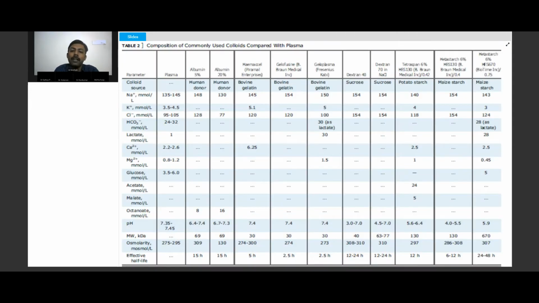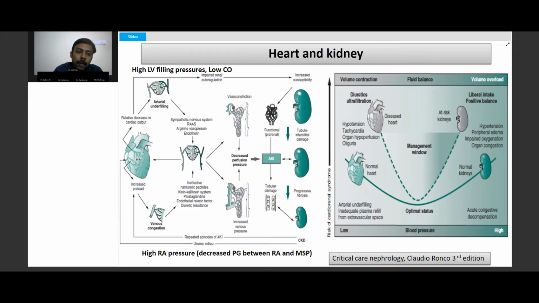So what about the other organ dysfunction and kidney? The common one is the cardiac dysfunction. When there is LV dysfunction, there is high LV filling pressure with low cardiac output, arterial underfilling, and the renin-angiotensin system is activated, and there is vasoconstriction and decreased perfusion pressure. And when there is right heart failure or back pressure, increased venous return, increased preload, there is venous congestion. That again activates the kallikrein and the natriuretic peptide system, thereby causing increased venous pressure and decreased perfusion pressure overall, thereby contributing to AKI.